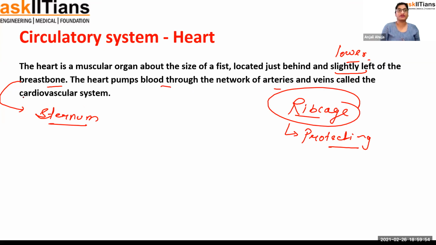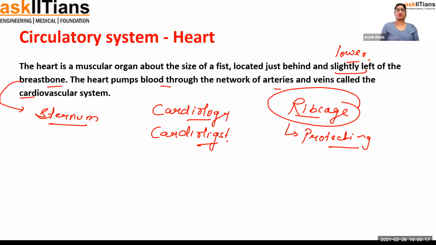Wherever you see the word cardio, it means they're talking about the heart. The branch of biology where we learn about the heart is known as cardiology, and if you go to the doctor, you say cardiologist. Cardio is used for the heart. And wherever you see the word vascular, that means something which is helping in the conduction of a fluid which is moving in it.